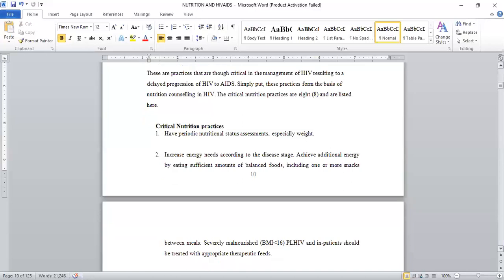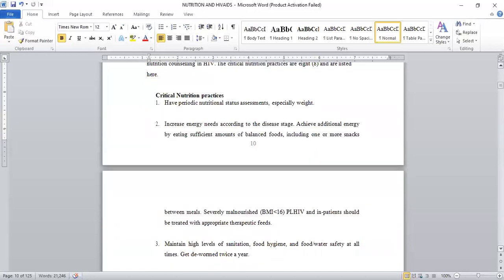The other thing is to increase energy needs according to the disease stage. Achieve additional energy by eating a sufficient amount of balanced food, including one or more snacks between meals. Then severely malnourished people, that is BMI below 16, people living with HIV and inpatients should be treated with appropriate therapeutic feeds. So, increasing the energy needs. Remember, we talked about the increment in energy, which is supposed to be achieved depending on the stage.